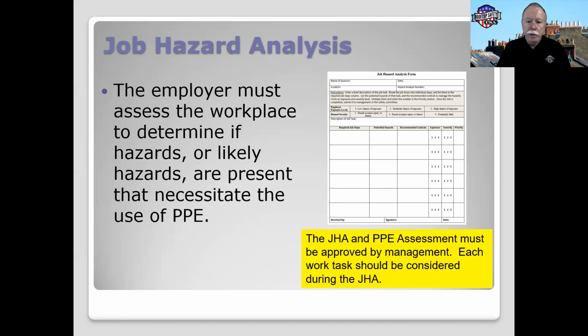Once the job hazard analysis is done, it needs to be reviewed and approved by management. And again, each work task needs to be considered during the job hazard analysis. Once you get the analysis done, start developing solutions in a priority fashion. What's the most hazardous thing? Let's tackle that first and solve that one, and then move on to the next.